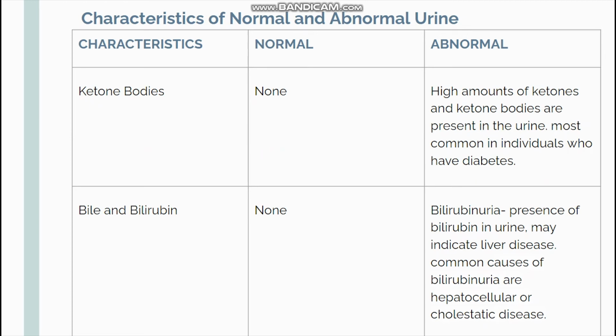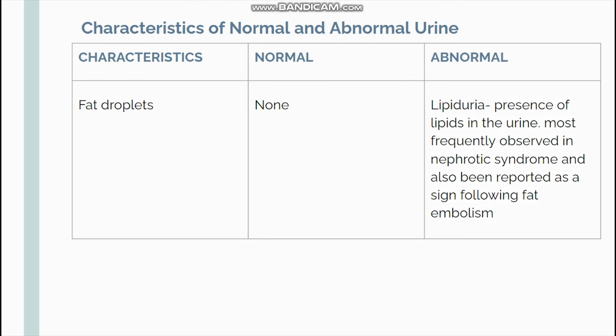Common causes of bilirubinuria are hepatocellular or cholestatic disease. Fat droplets, normal findings, none. Abnormal findings, lipiduria. Presence of lipids in the urine, most frequently observed in nephrotic syndrome and also been reported as a sign following fat embolism.